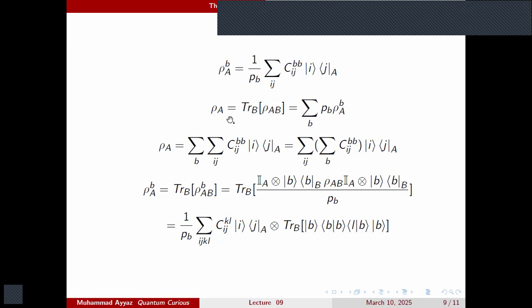So we know that the state rho A, the reduced state of subsystem A, will have this form because it depends upon the probability of having this reduced state rho A, and the probability is P of B. Putting the form that we obtained from the previous expression into this form, we get this quantity. And again, we can see that this is the state rho A we desired to obtain.